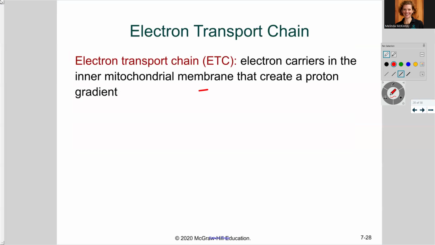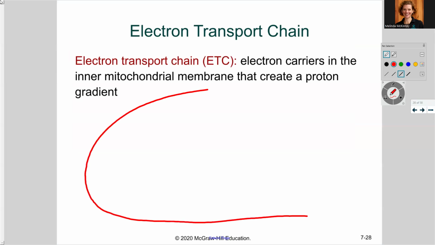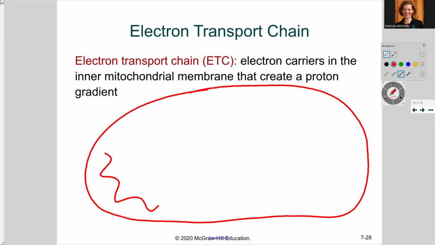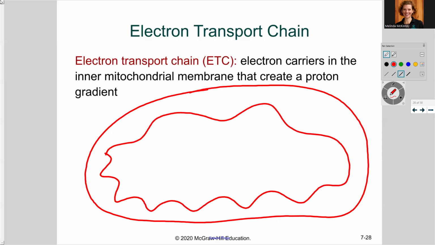So I'm going to draw the mitochondria. So this is the organelle. That's the site of aerobic cellular respiration. That's the outer membrane of the mitochondria. This is the inner membrane of the mitochondria. In the inner membrane of the mitochondria, there is a series of proteins that are embedded in this membrane, this phospholipid bilayer. And this sequence here of proteins is called the electron transport chain.